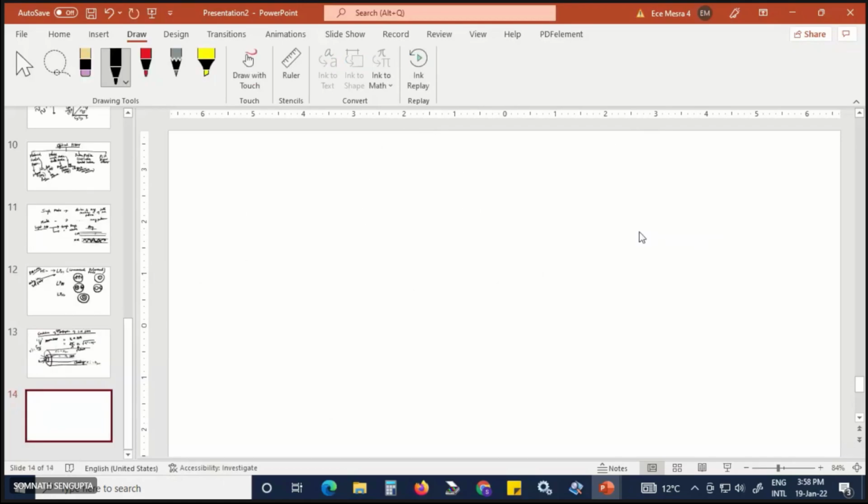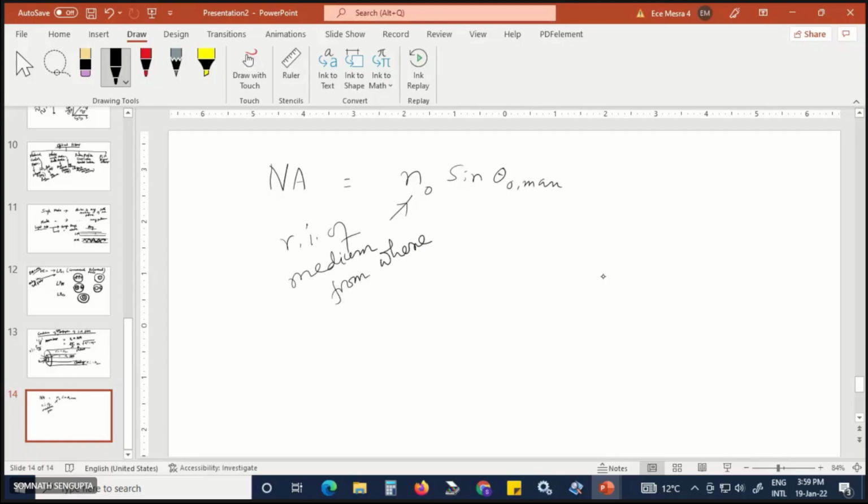Now numerical aperture is defined as n0 sine theta 0 max. Okay, n0 is what? The refractive index of the medium from where light is appearing, and this is coming to be root over n1 square minus n2 square.